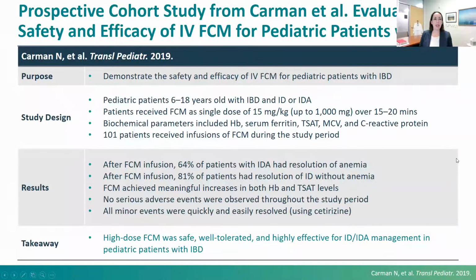This was another study looking at children with inflammatory bowel disease. Again, we're able to get a single dose of ferric carboxymaltose, 15 mg per kg. And just with a single dose, a lot of them had resolution of anemia. Several had to have a couple doses. That's not uncommon depending on the degree of their iron deficiency anemia.